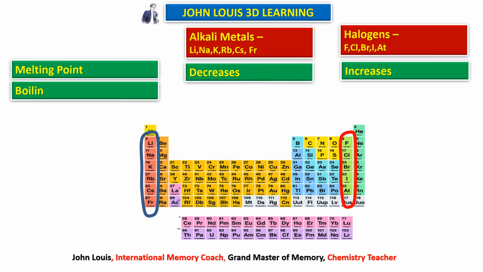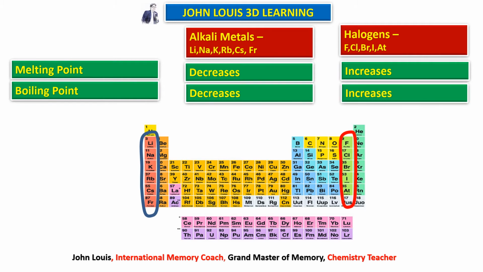Okay, next one, boiling point, same thing. So when we go down in metals, that is alkali metals, it decreases. But in halogens, it increases. So here we are sticking to only alkali metals and halogens. We are not bothered about the other group elements here. It is a comparative study of alkali metals and halogens. How do they vary in their properties as we go down? That's what we need to learn here.